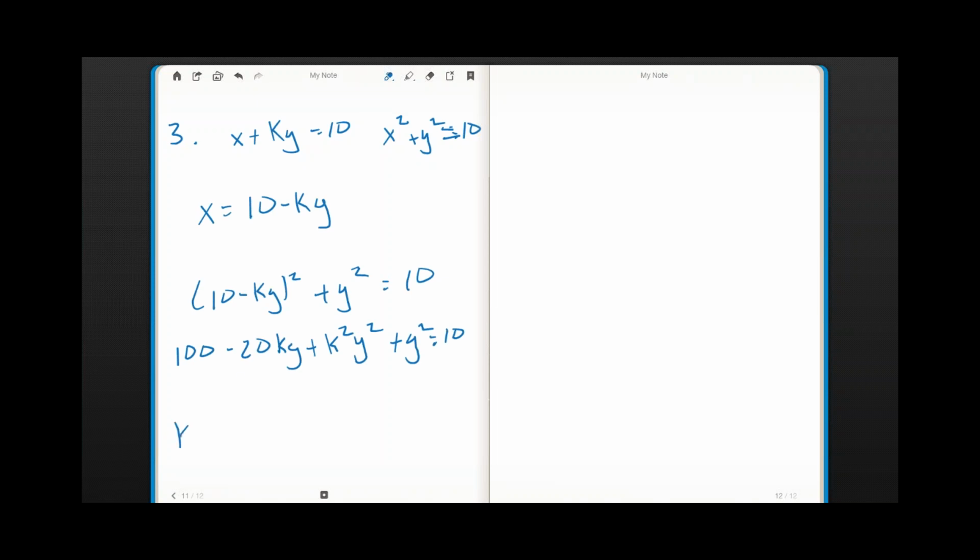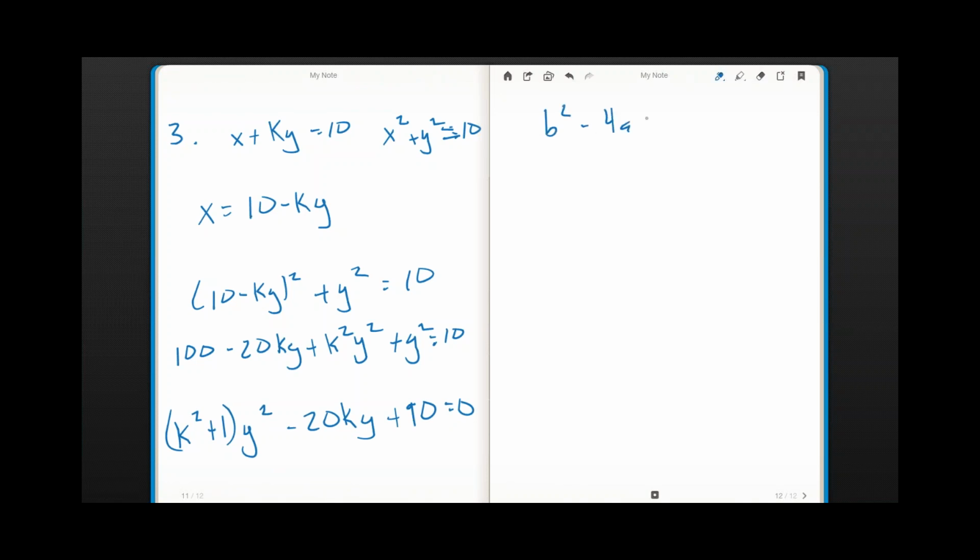When I put it all together, I get k squared plus 1 as the coefficient of y squared minus 20ky plus 90 equals 0. This problem asks me to find one intersection. If there's only one intersection, then that value must have been 0, because negative b plus or minus the square root of 0 over 2a is one answer.